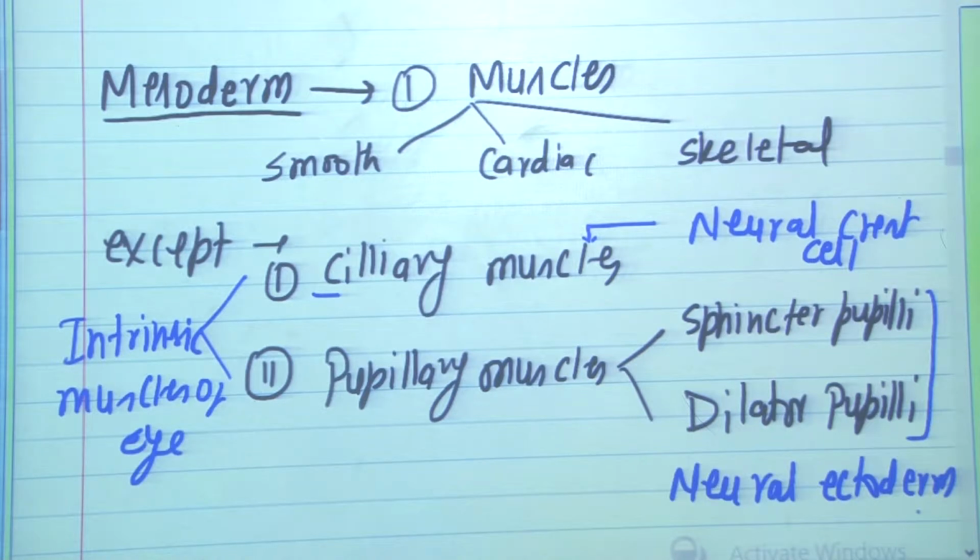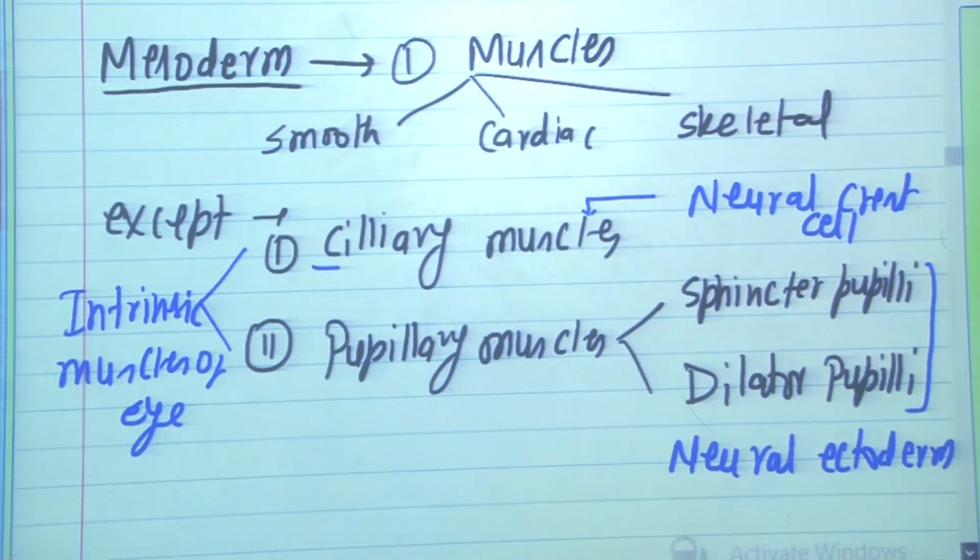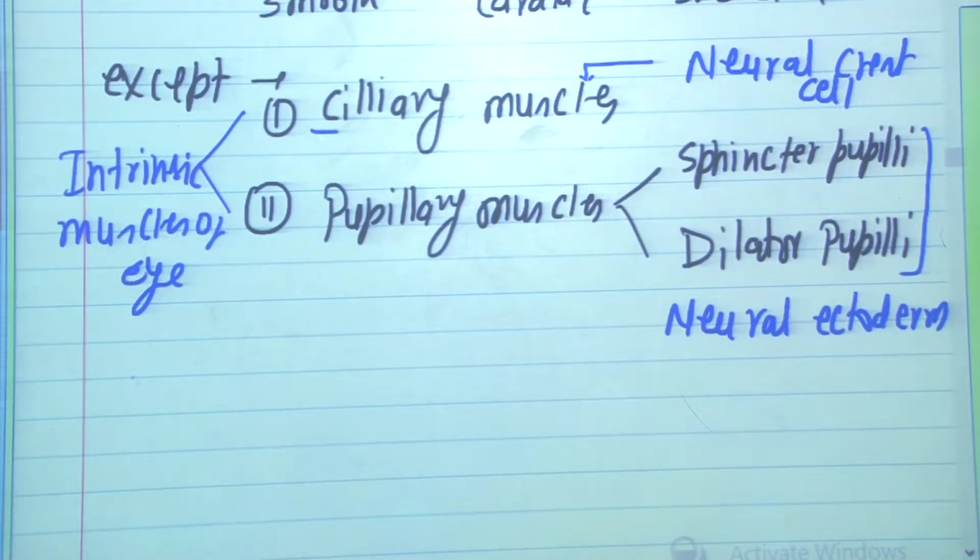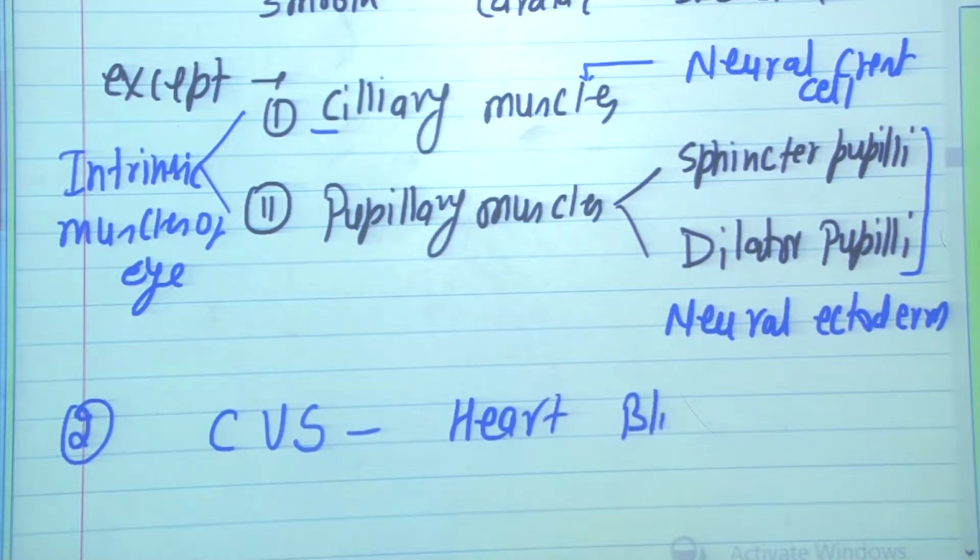These are the only three muscles that are exceptions. All other muscles, any XYZ muscle, are derivatives of mesoderm. The other structures which are derivatives of mesoderm: the second is the entire cardiovascular system. It means heart, blood vessels and blood. These are derivatives of mesoderm.